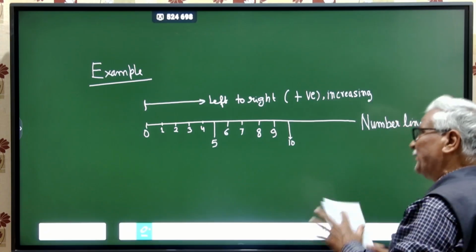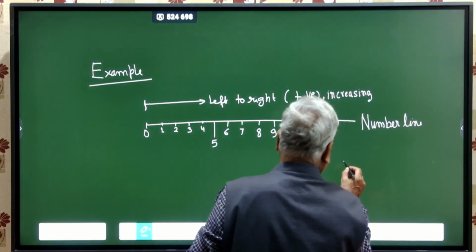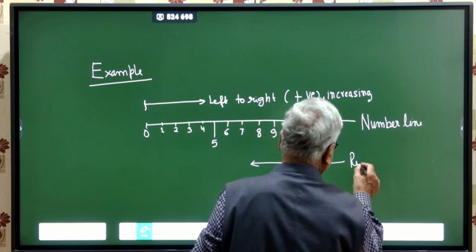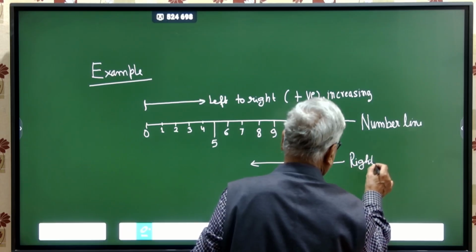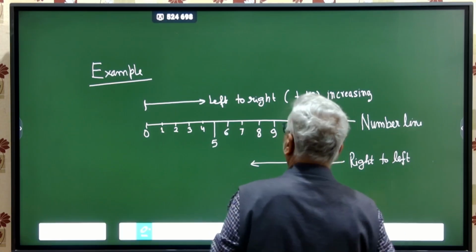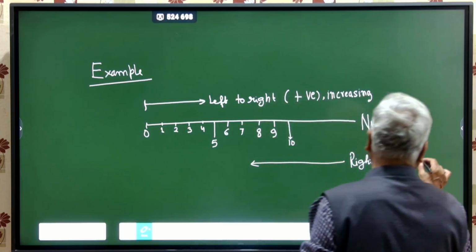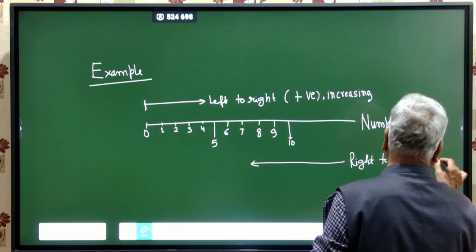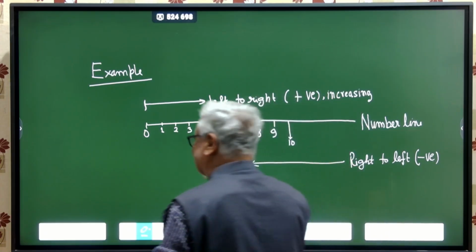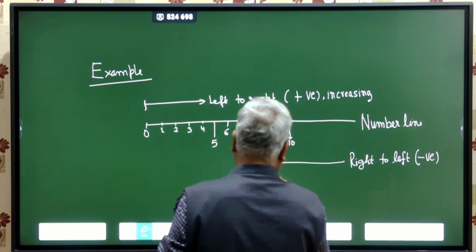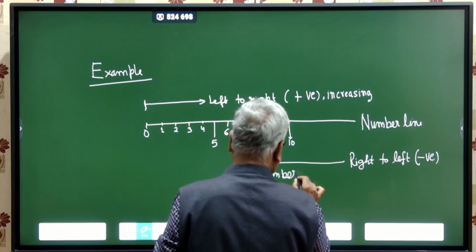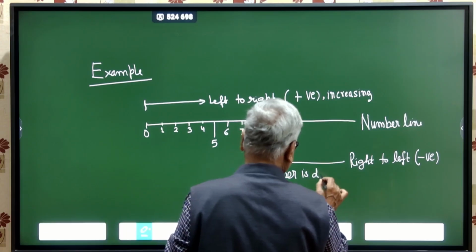However, when you are moving from right to left, it is negative. This means the number is decreasing, not increasing. The number is decreasing.